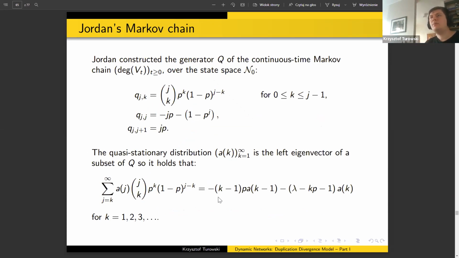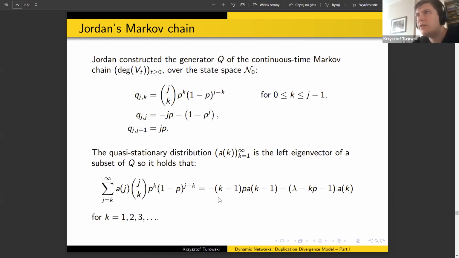And it turns out that the behavior of such a stochastic variable, which is described by this tracked vertex degree, can be described by a Markov chain. And with one trick he made it into a continuous time Markov chain, and we got this matrix. Of course, this matrix is changing over time. But one important thing is that he got the quasi-stationary distribution of degrees.